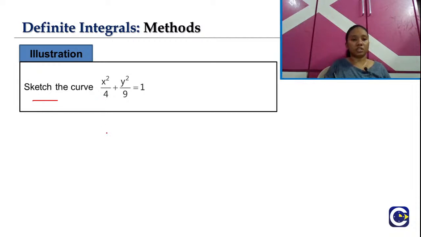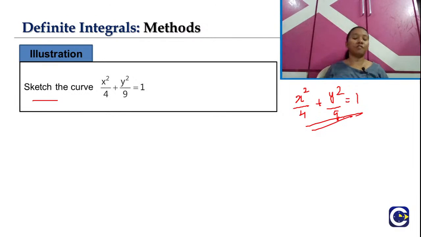So here you can see the curve which is given. The curve which is given here is x square by 4 plus y square by 9 equal to 1. You might have identified what type of figure it is by looking at the equation.